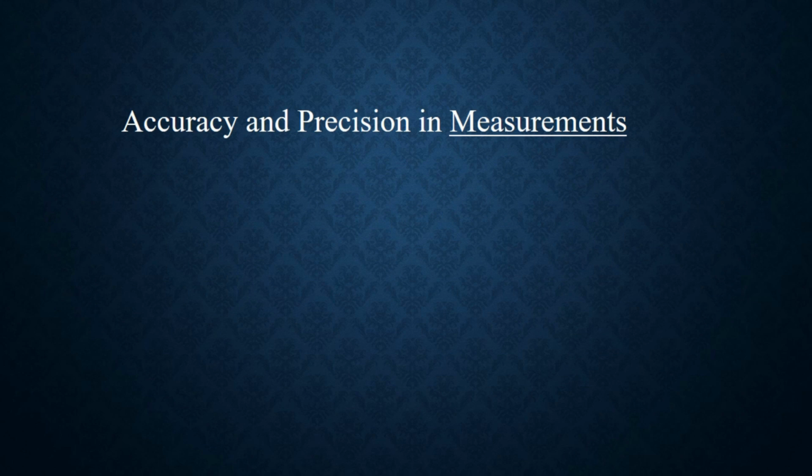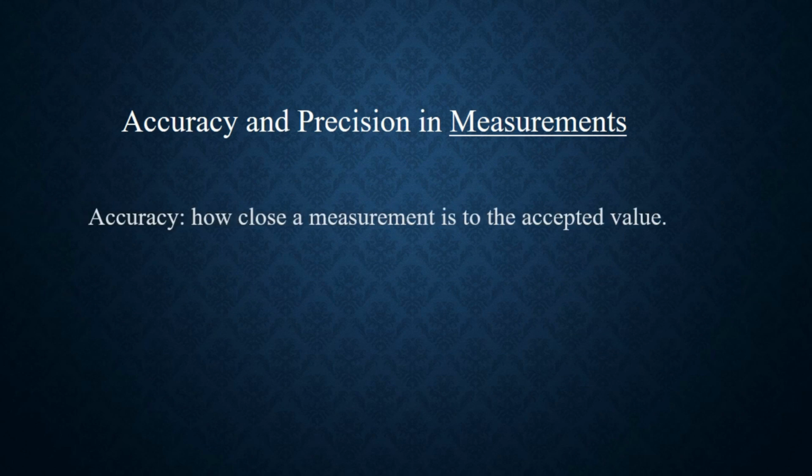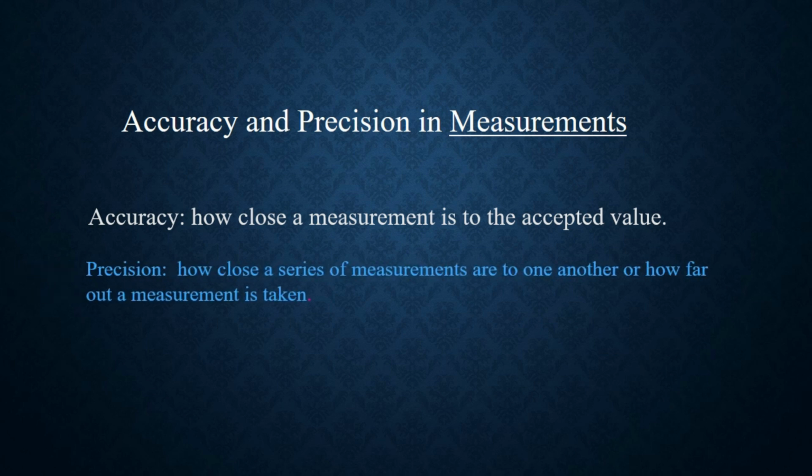Accuracy and precision in measurements. Accuracy is how close a measurement is to the accepted value. Precision is how close a series of measurements are to one another.